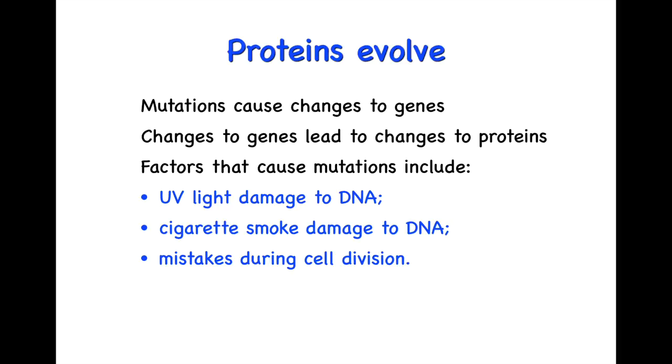Factors that can cause mutations include UV light, which damages DNA, the carcinogens in cigarette smoke, as well as mistakes during cell division. So every day your DNA takes millions of hits, and every day millions of cells die. Both of these cause mutations to occur. When new cells are created, base pairs are copied.